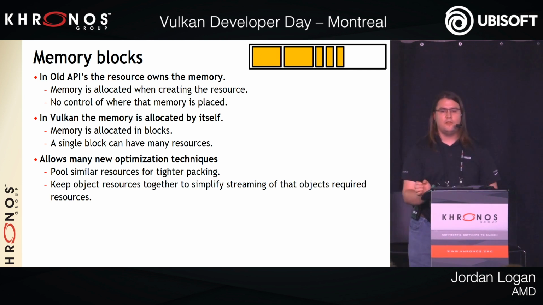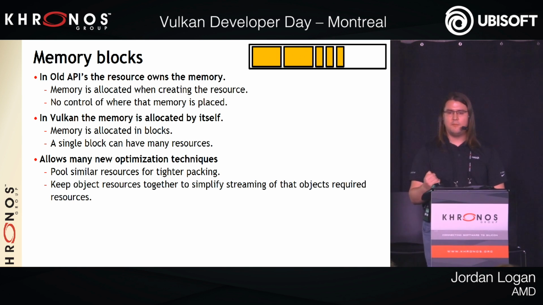And this allows a lot of interesting techniques you can now add. You can try to pull all your similar memory resources together to have the same alignment and size to reduce the amount of wasted memory due to alignment. Or you can pull all your object resources together to simplify streaming in new resources, since they'll all be in one contiguous range.